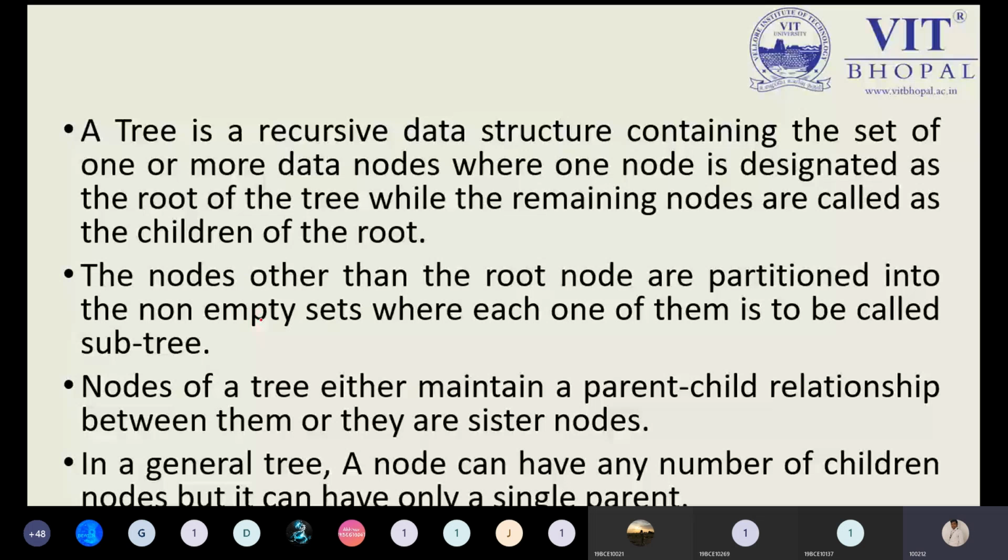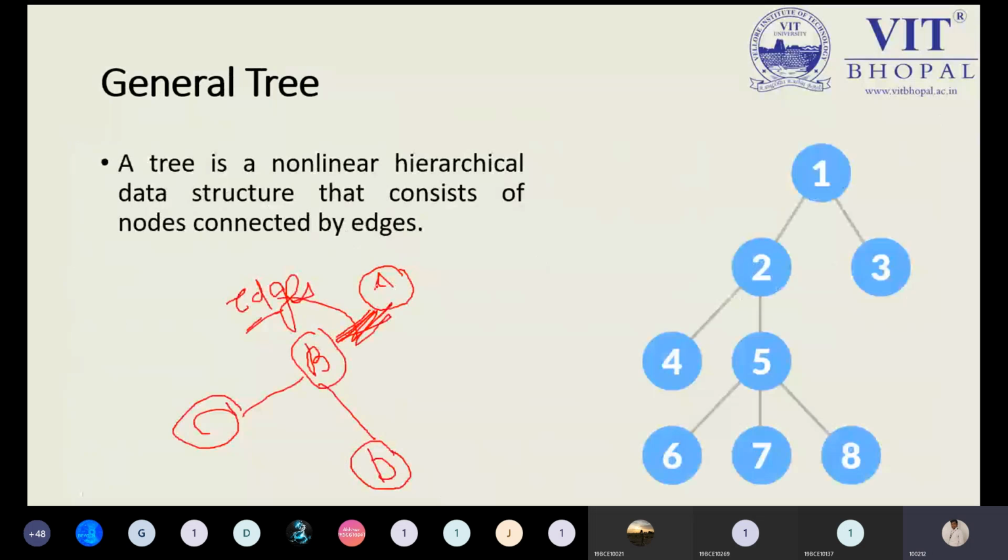A tree is a recursive data structure containing a set of one or more data nodes. As you can see in the previous slide, we have more than two data nodes, each and every one represented as connected through its edges. One node is designated as the root node of the tree. As I told you, the remaining nodes are called the children of the root. You can see over here, A is a root.